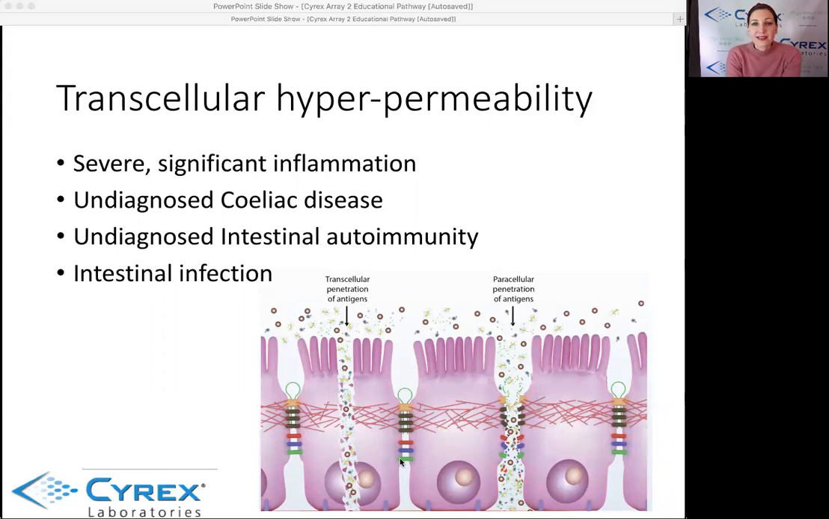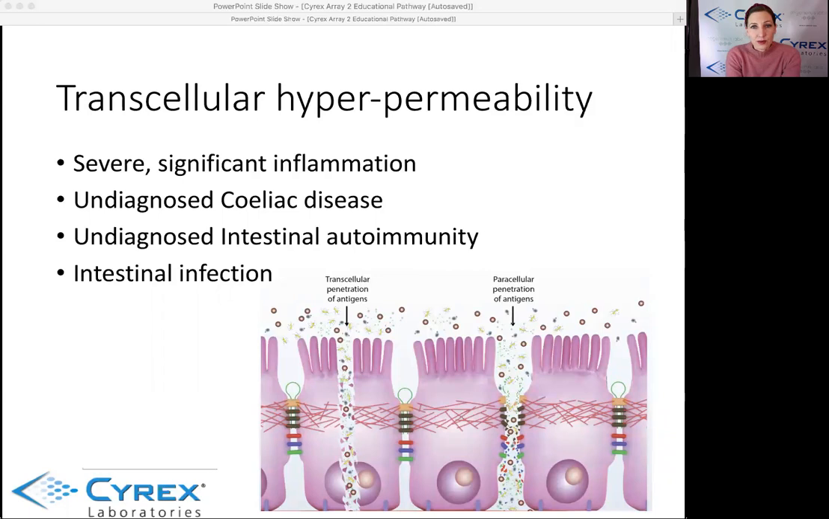However, when we see transcellular hyperpermeability, so when this mechanism has gone awry and has become pathogenic, it is not part of healthy cell transport. There are 3 reasons that we see markers such as actomyosin antibodies elevated, which would indicate transcellular hyperpermeability, and those include severe significant inflammation such as undiagnosed intestinal autoimmunity or undiagnosed celiac disease, or they can also be indicative of intestinal infection where the cell wall is actually becoming damaged.